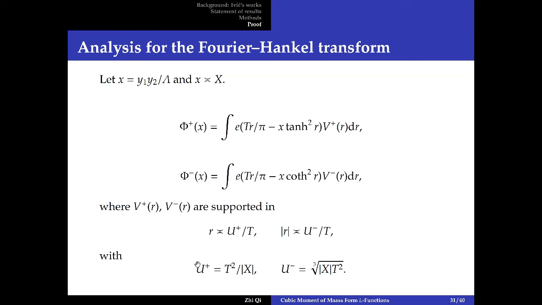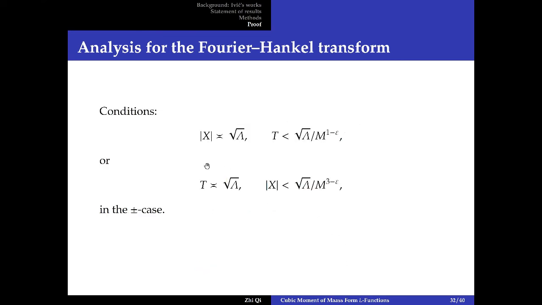And these parameters are given by this. And for the audience, you don't need to know explicitly what this u plus u minus are. Anyway, you also have these conditions, and again you can ignore this. All you need to know is that this u plus and u minus are up to t over m. Okay. All right, so these are essentially what we have for the Fourier-Hankel transform.